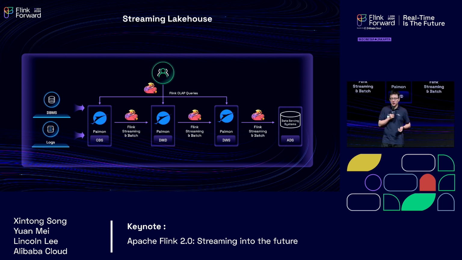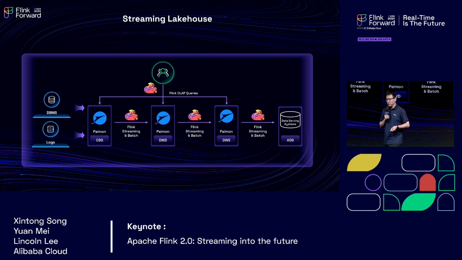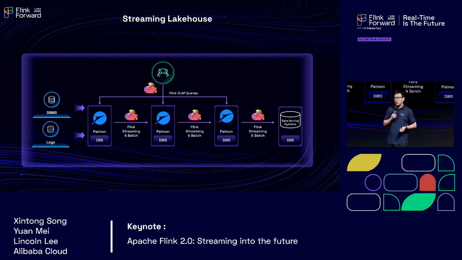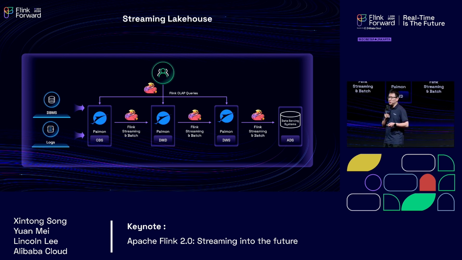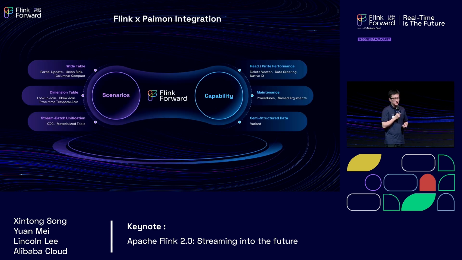And this architecture is completely stream batch unified, and all the data in the streaming lakehouse are real-time and queryable. But in order for this new architecture to land well in production, it requires a deep integration between the two projects, Flink and Paimon. So we have been doing a lot in that direction. We have been improving the integration of Flink and Paimon in many commonly used scenarios.